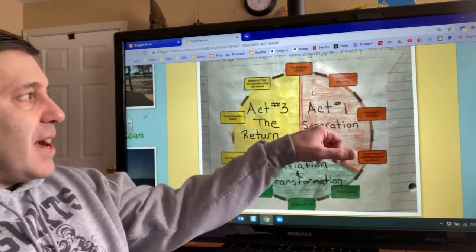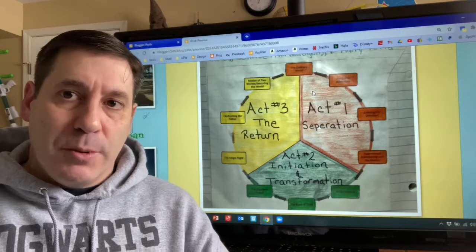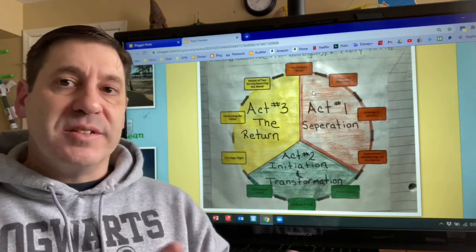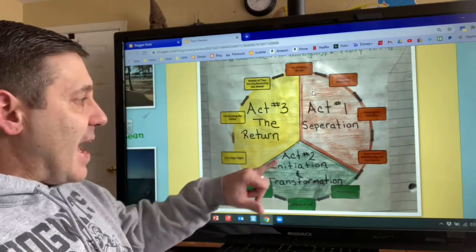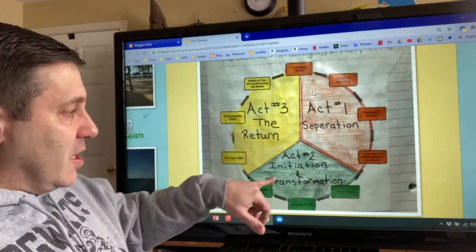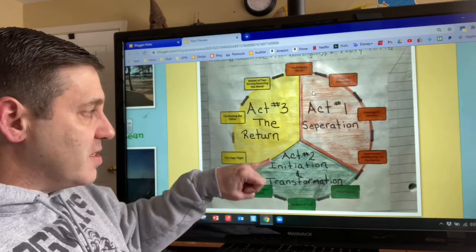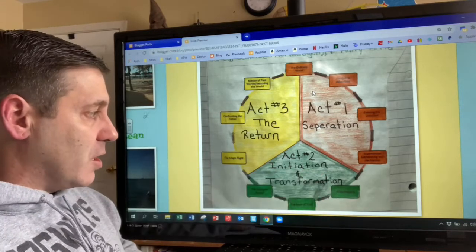Now, going back to Act 1 separation, we all know what it means to be separated from somebody. We're split apart, okay? Act 1 separation. Act 2, initiation and transformation. We have to ask ourselves, what do these words mean? What does it mean to be initiated into a club?